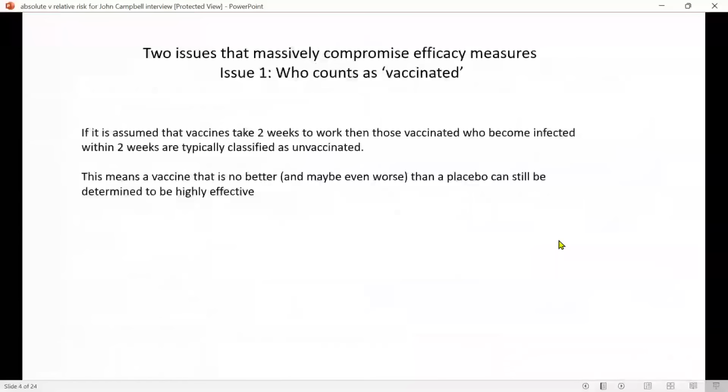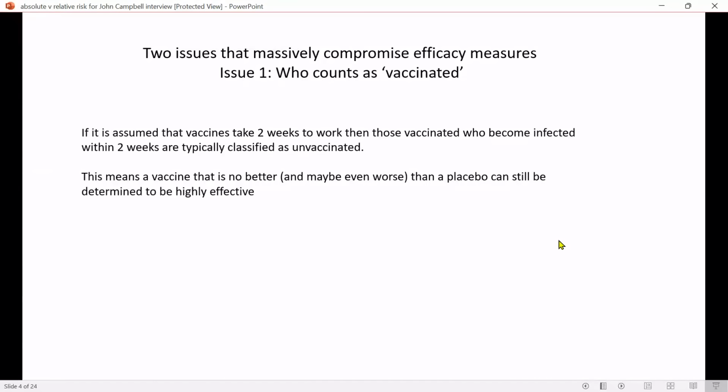Yeah. So this is in relation to, because you mentioned that paper was claiming that the later studies were showing that the absolute risk was increasing quite a lot. It was going up to 3.7%, as high as that, for example, for Pfizer. But there's a problem, because there are two issues that massively compromise efficacy measures, especially in the observational studies, which most of those later numbers were based on.